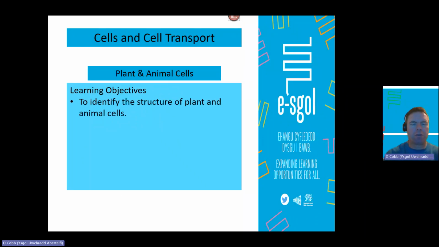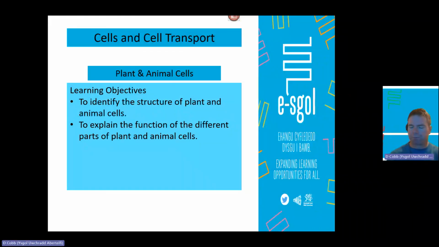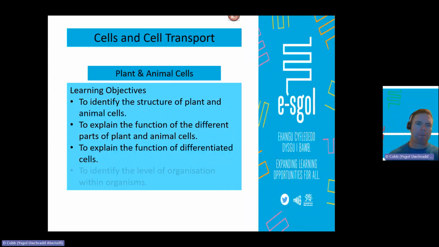So first thing we're going to do is look at the structure of plant and animal cells. That is something which I would imagine you've covered before in year 7 and 8 and 9. And I imagine also you might well have looked at the function of those different parts of the plant and animal cell too. We're going to look at the function of differentiated cells or specialized cells, talk about what specialization means and why it's important. And then we're going to look at the different levels of organization that occurs within organisms, the hierarchy that exists within an organism.